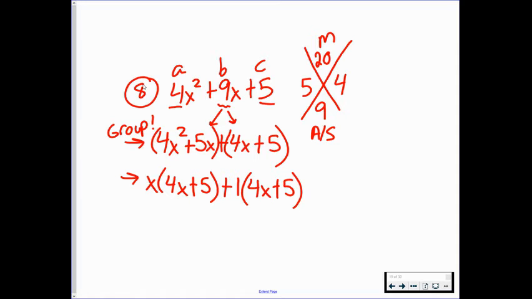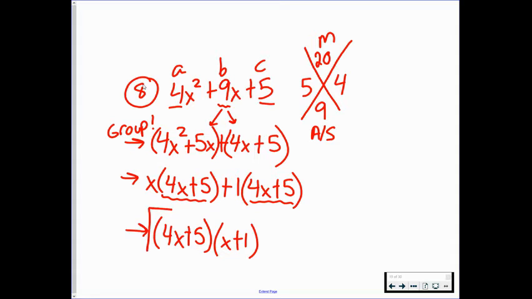Now as we look at this step, you'll notice that these have a 4x plus 5 in common. So I'm going to factor that out of both terms. And the remaining parts, x and 1, we're going to stick together. So the x plus 1 factor is in parentheses. And that is completely factored. So number 7 and number 8 were very similar to each other because they were both trinomials.